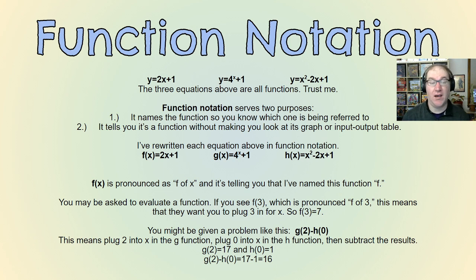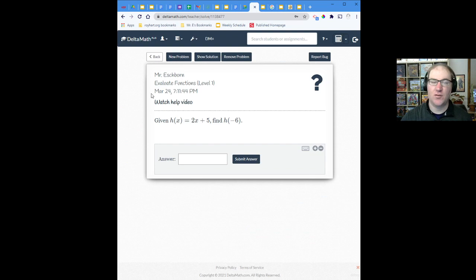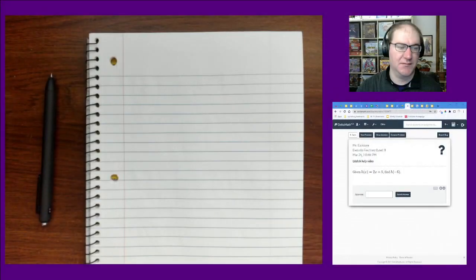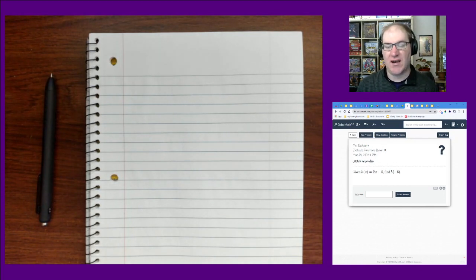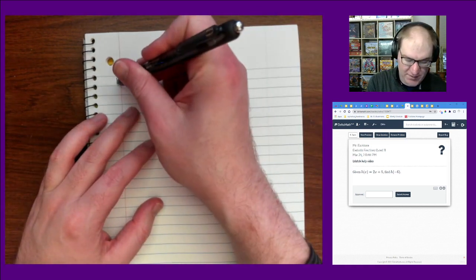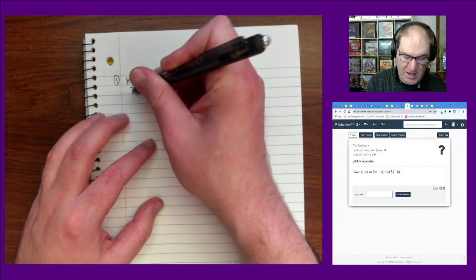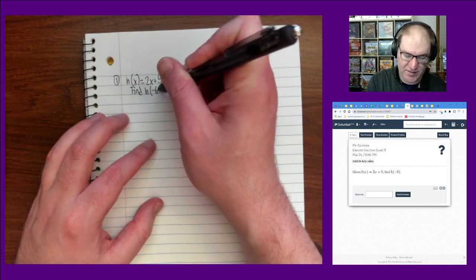You may be asked to evaluate a function. And I'm going to show you what that means in our assignment today. So let me switch to our assignment. So in our assignment, you might be asked to evaluate like this. It says, given h of x equals 2x plus 5, find h of negative 6. So h of x equals 2x plus 5. Find h of negative 6.